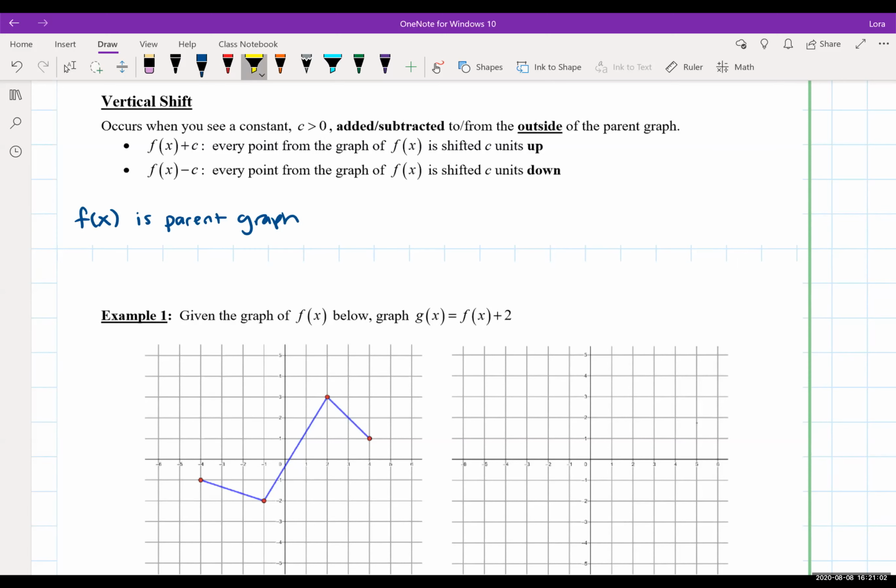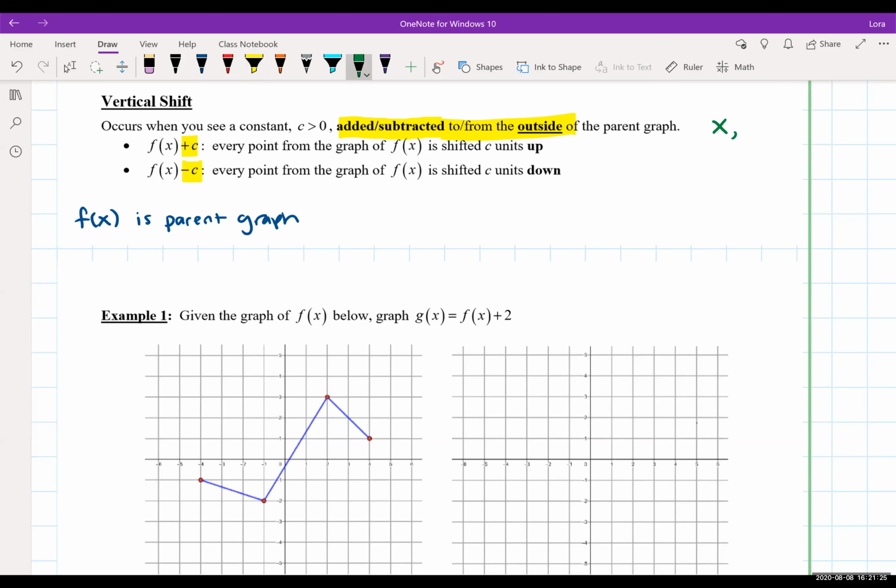And you kind of want to see how it's been modified. So notice we're going to see this plus c or minus c outside of the parent graph. And whenever you do see this, there's an addition or subtraction to or from the outside of the parent graph. You kind of want to go back and understand, well, what does this mean in terms of movement? So if you guys remember just a little bit, try to connect this to something.